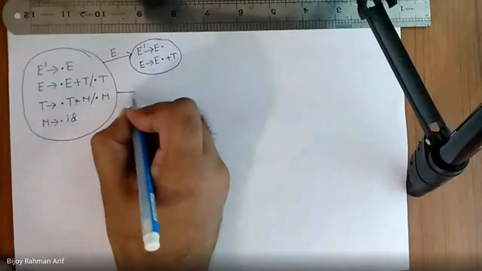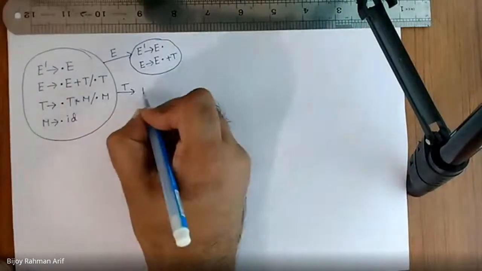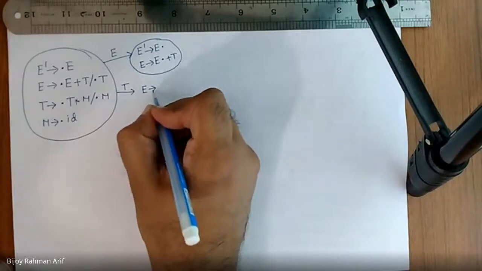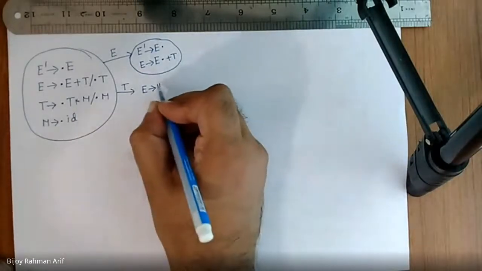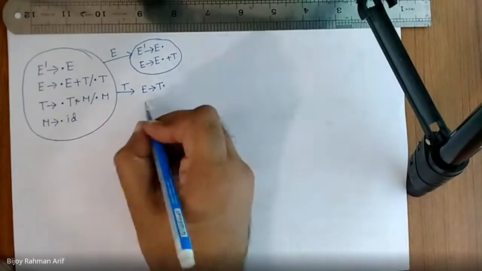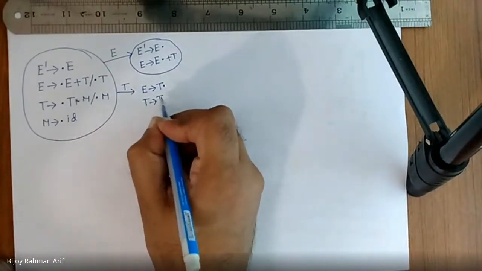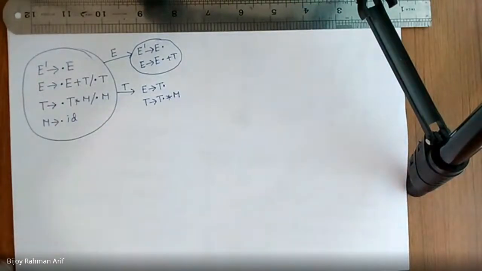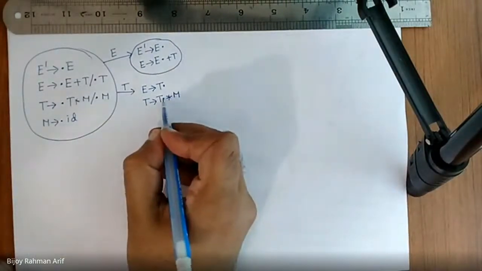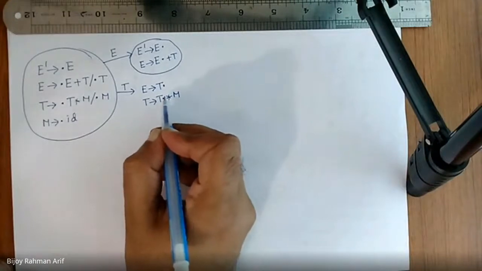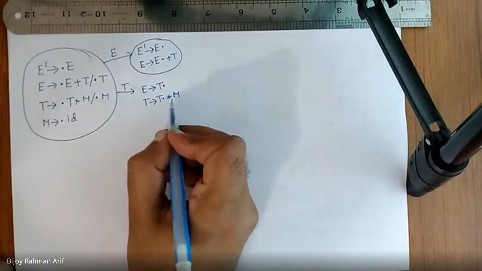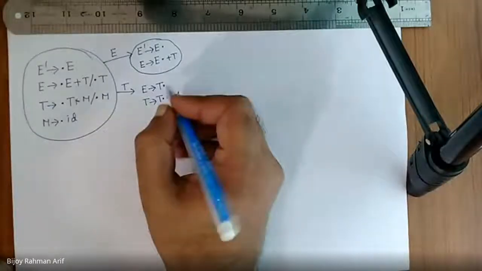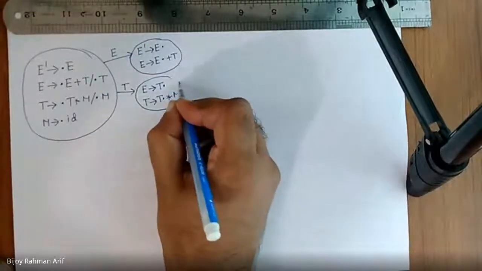Moving on T, what do we get? E derives T dot, and T derives T dot star M. Okay, so what is just after the closure? Star, which is a terminal. So multiplication, don't worry, no product can be produced from here.